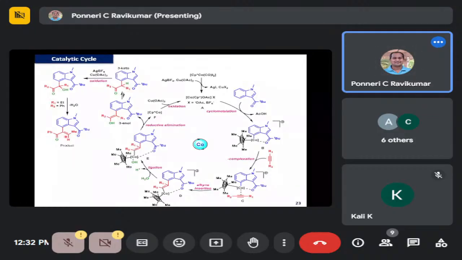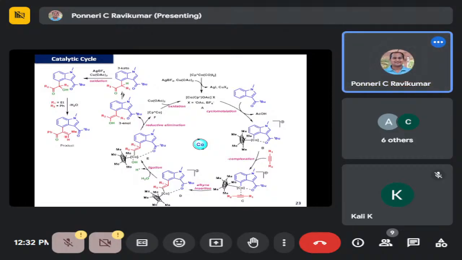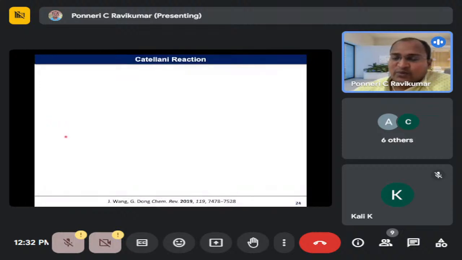So now I have explained one work that we have done with cobalt catalyst using weak chelation. Now I'll talk about another work that we have done using cobalt catalyst.